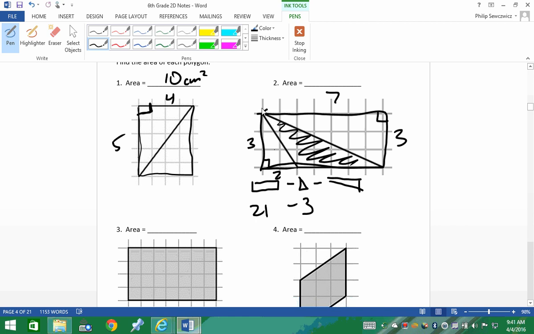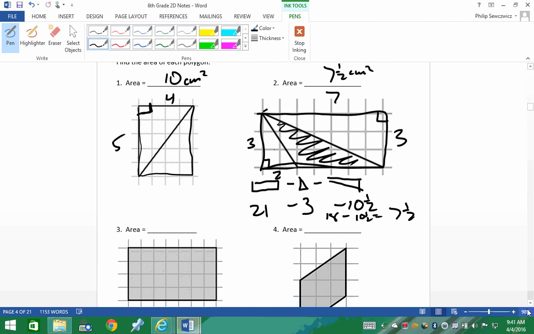There we go. All right, and for this triangle, let's see, it's 7 by 3. That's what's going to make it. All right, so I already have my rectangle form there. 7 times 3 is 21. Half of 21. Yep. 10.5. All right, so we got a little fraction here, no big deal. 21 minus 3 is 18. 18 minus 10.5 is, yeah, it's 7.5. So it is 7.5 centimeters squared.